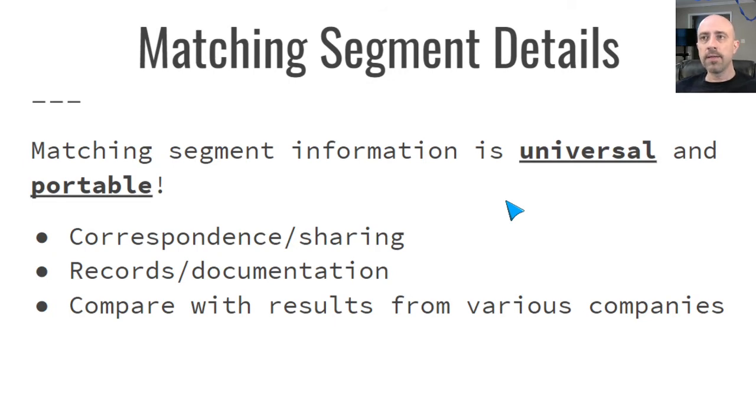Before I get to that, again, matching segment details provide a lot of interesting information, and they do so in a way that's universal and portable. Chromosome browsers provide visual information. The underlying information, the matching segment details, can be shared, can be compared. It's portable. You can compare matching segment details that you obtain from GEDmatch with matching segment details at 23andMe or MyHeritage or Family Tree DNA or anybody else. So that's something that I think doesn't get enough emphasis, and I want to emphasize that. Matching segment information can be written down and compared with matching segment details anywhere.